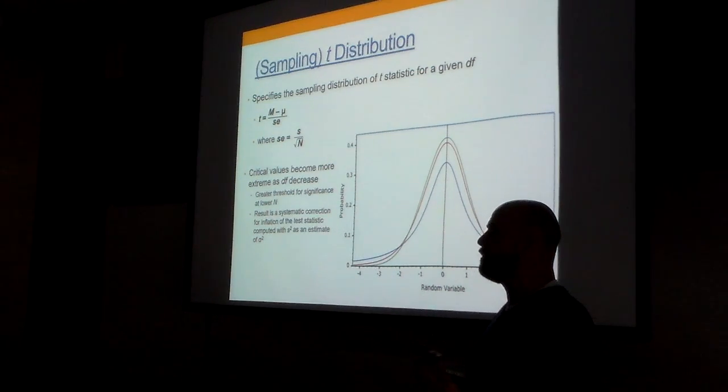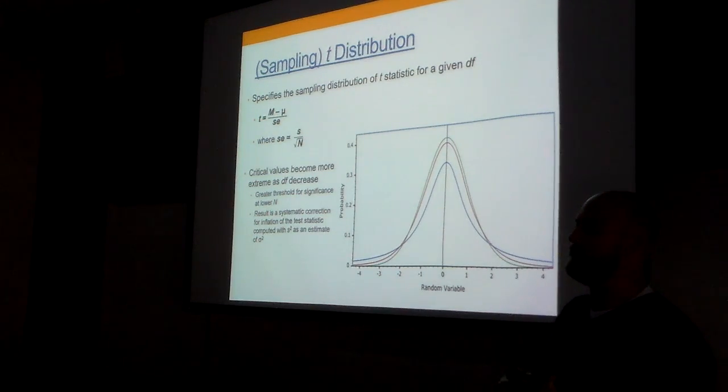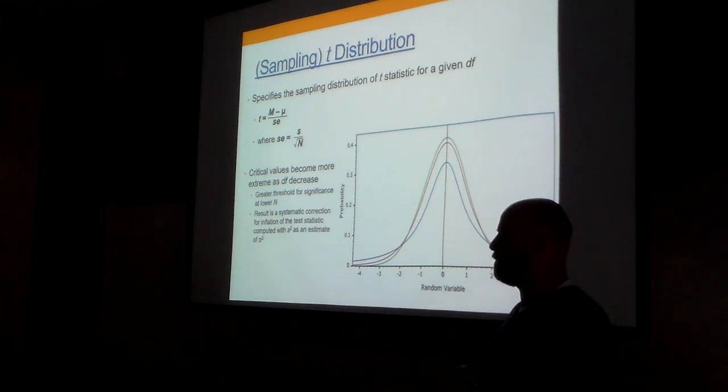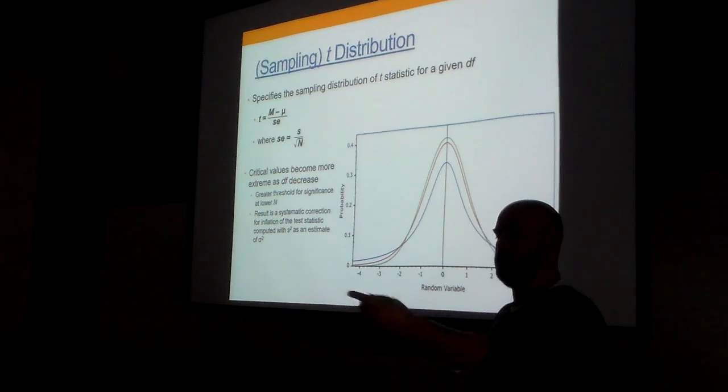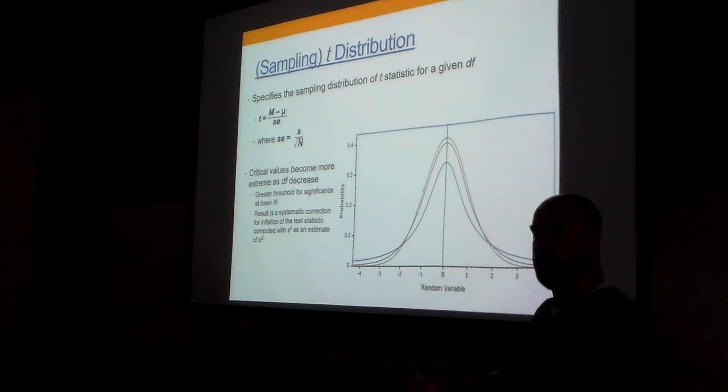But remember, the whole concern with just using our sample variance as an estimate of our population variance is that we're worried our sample variance is going to be too small. It's going to underestimate the population variance. And if we underestimate the population variance, what do we do to our standard error? Is our standard error too big or too small? Too small. And if my standard error is too small, what does that do to my test statistic? Makes it too big, right?